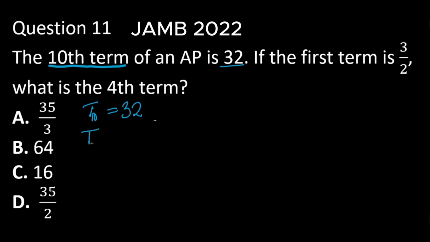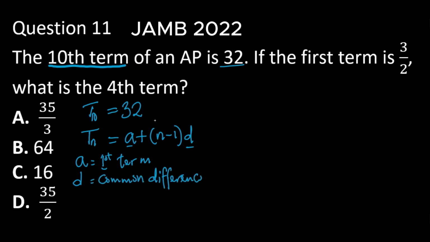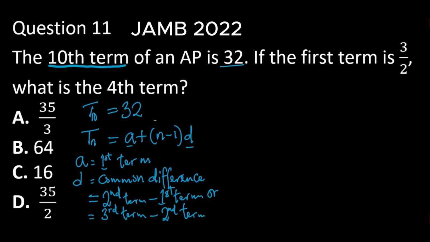The nth term of an AP is equals to A plus, open the bracket, n minus 1, close the bracket, D. Your A there is equals to the first term. Our first term has been given to be 3 over 2. Your D is the common difference, and D is equals to second term minus first term. It can also be third term minus second term.